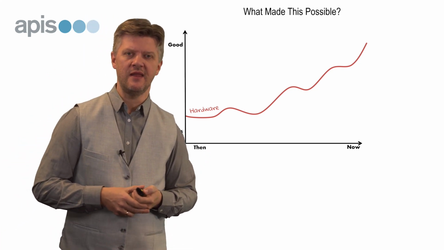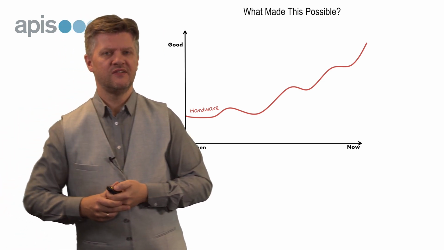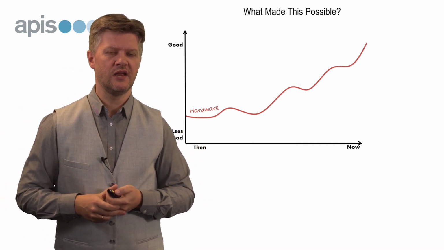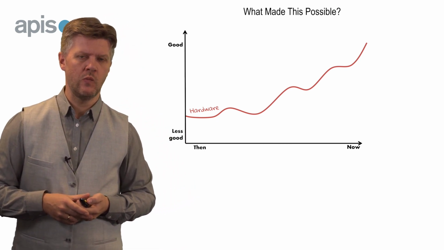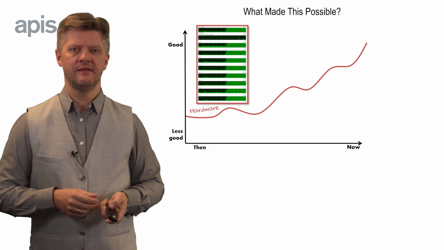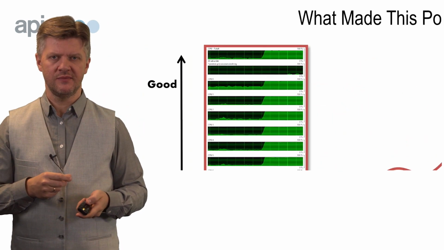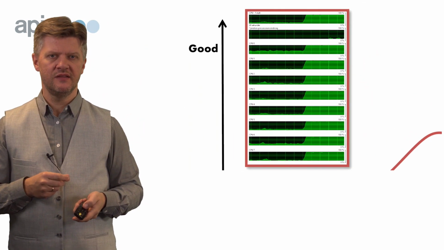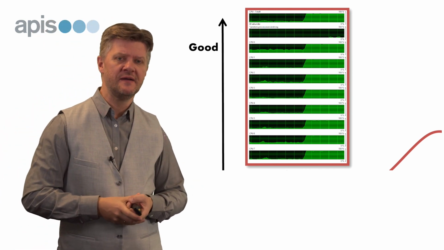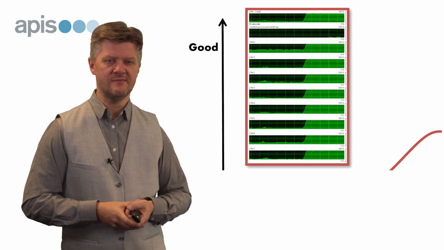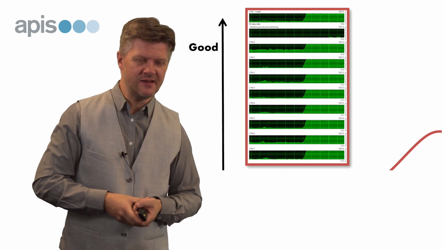That doesn't happen anymore. The CPU clock cycle race stopped. What happened? Well, this here, let me zoom in for you. This is a screenshot from my computer. It shows the CPUs in my computer, the 8 CPUs in my computer.